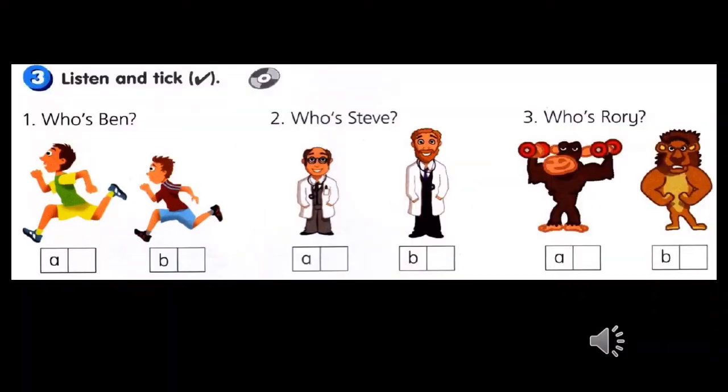3. Who's Rory? Kong and Rory are strong. Kong is happier than Rory.